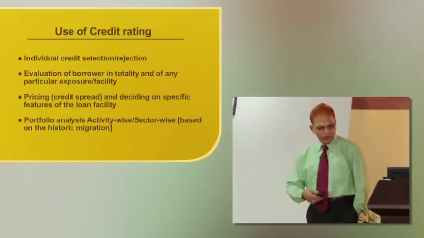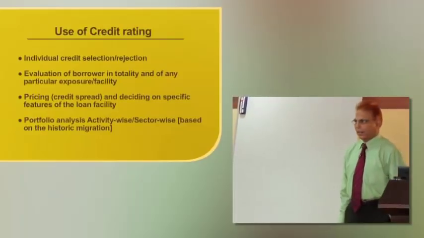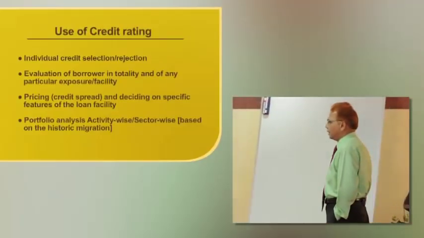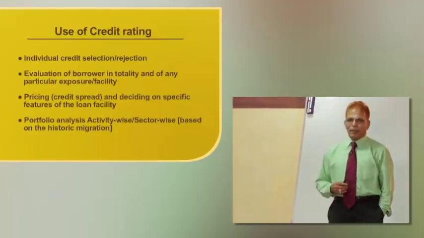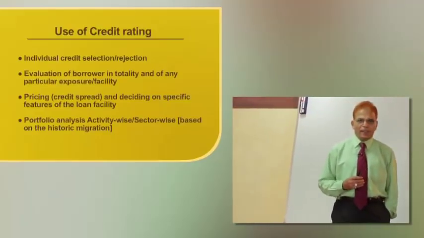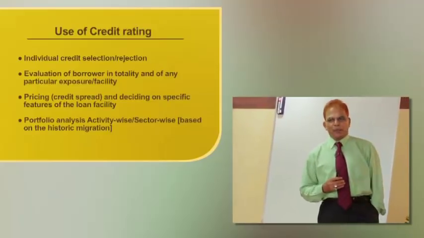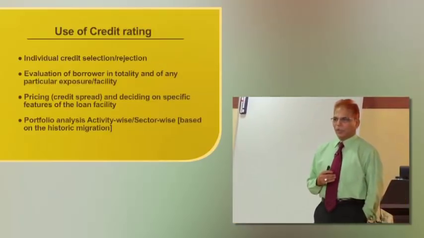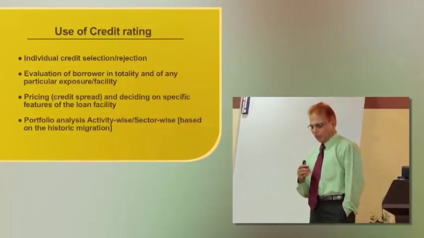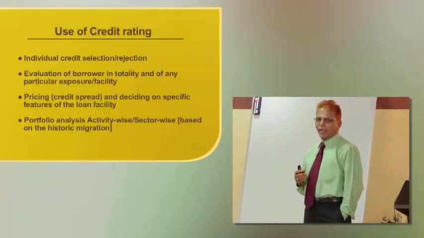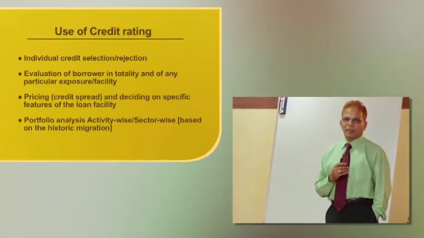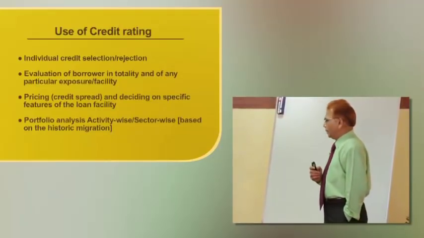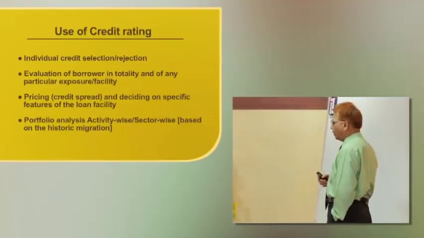Now, what are the uses of the credit rating? An important thing is it's used for credit selection and rejection. So the banks will have a policy saying that we will not accept a borrower below a particular rating. Suppose a bank has, say, A1 to A8, it may say that A5 is my entry level and I will not accept any credit below A5, that is A6, A7, A8.